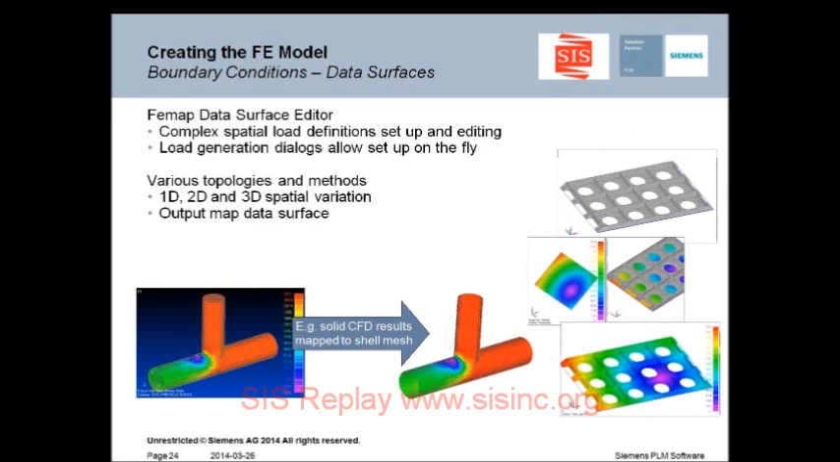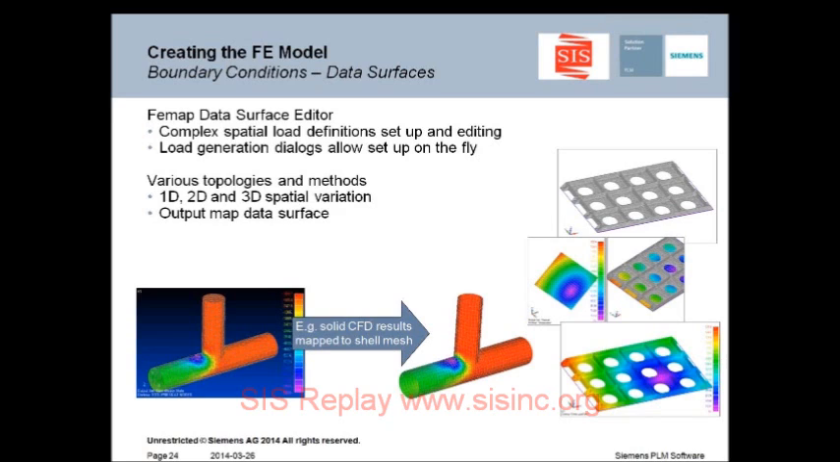Okay, so some of the capabilities in Femap that can make this a lot simpler to set up, particularly for more advanced types of boundary condition, are data surfaces. We have a data surface editor which allows setup of complex spatial load definitions. So you can have 1, 2, or 3D spatial variations, and you get an output map data surface as well. So you can do things like the images on the right there. If you have a thermal mapping that you want to apply to a structure, you can set that up very easily in Femap, moving those things around and aligning them as you wish.